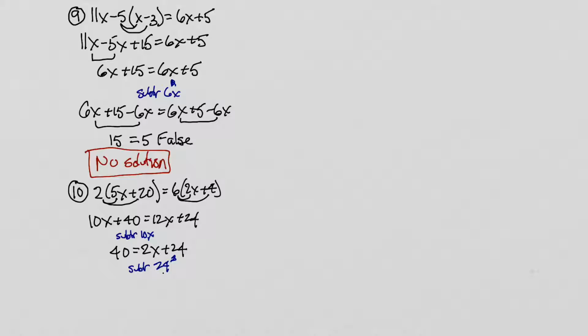So let's do it. 40 minus the 24 is 16 equals 2x, and then 24 minus 24 is 0. Divide by 2, and we will get x equals 8 for our solution.